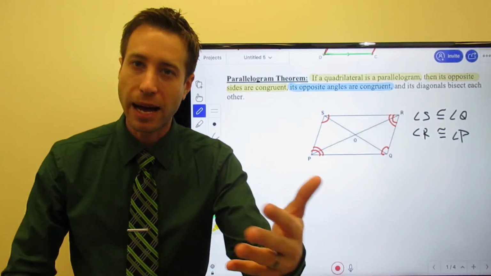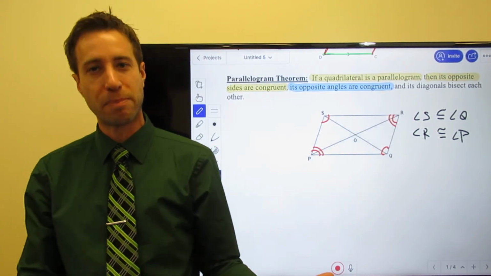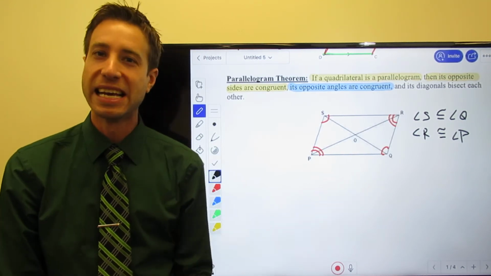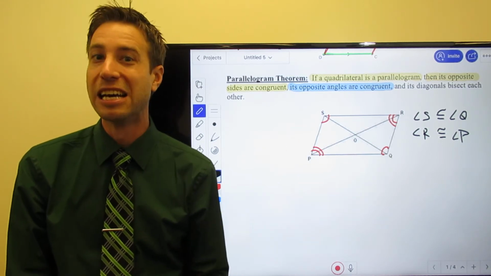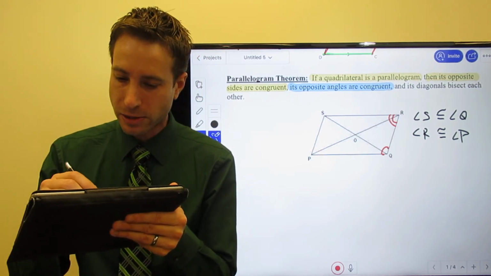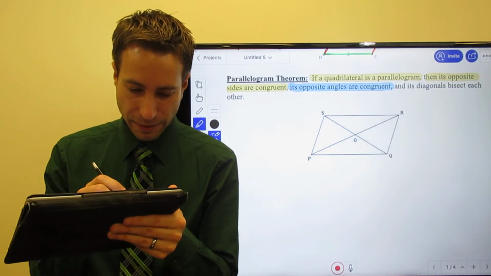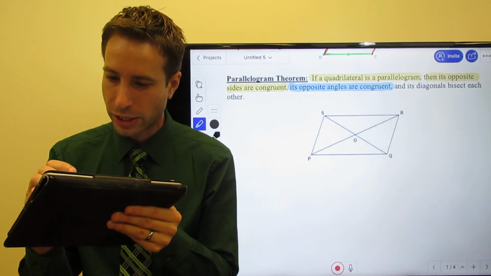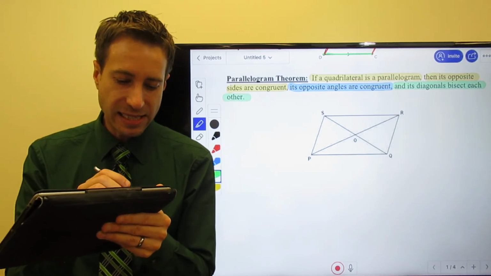And again, I'm sure you can imagine the types of algebra problems I could have you do based on this relationship, finding the angles of a parallelogram. And then there's one more relationship here that we need to know about, so let me get rid of that stuff and do it in a different color. Here's our last one. I'll do this one in green. Its diagonals bisect each other.